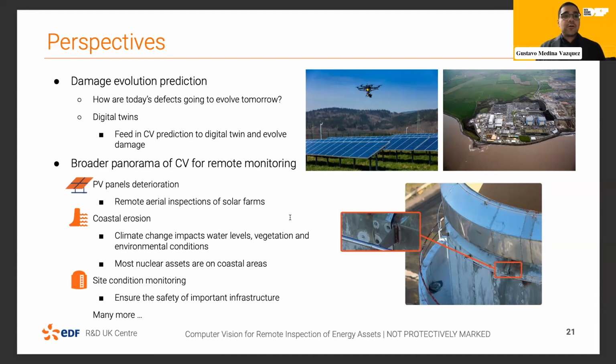A lot of our nuclear assets have to be on coastal areas. And we know that, because of climate change, this has an impact on water levels, vegetation, and environmental conditions. So it's important to understand how this is going to affect our nuclear sites, and similarly for site condition monitoring, to ensure that our infrastructure is safe and the people that work at these plants can continue doing their job safely and securely, to support the generation of low carbon electricity, as I mentioned before.